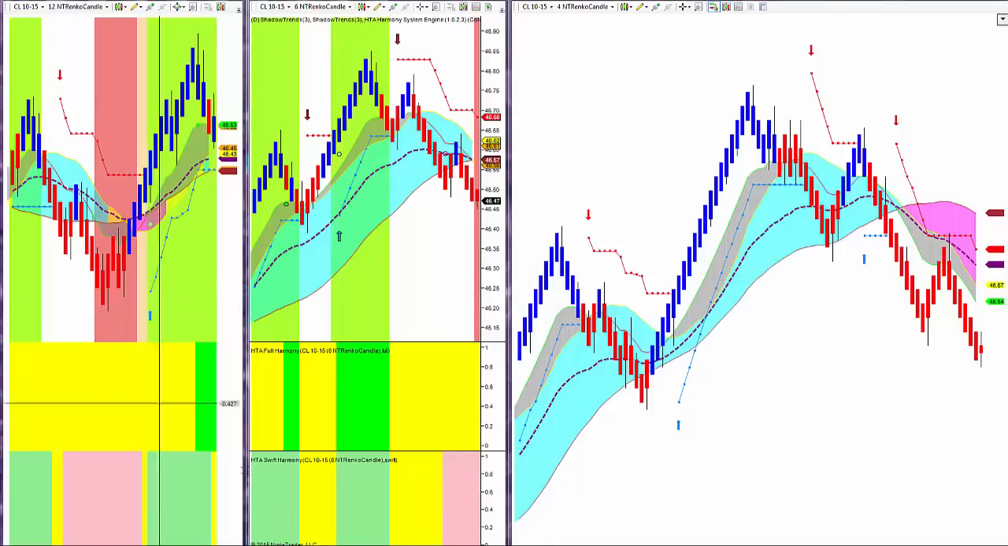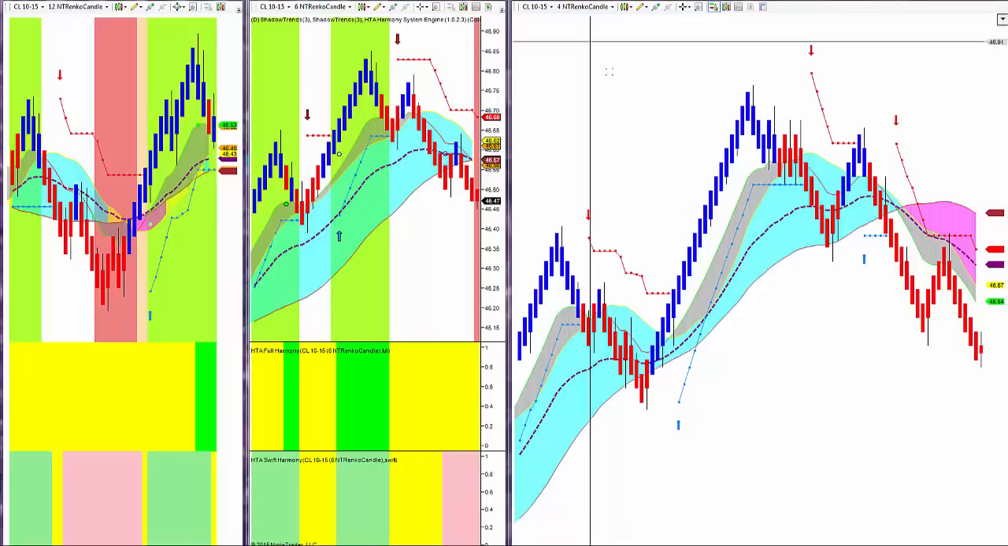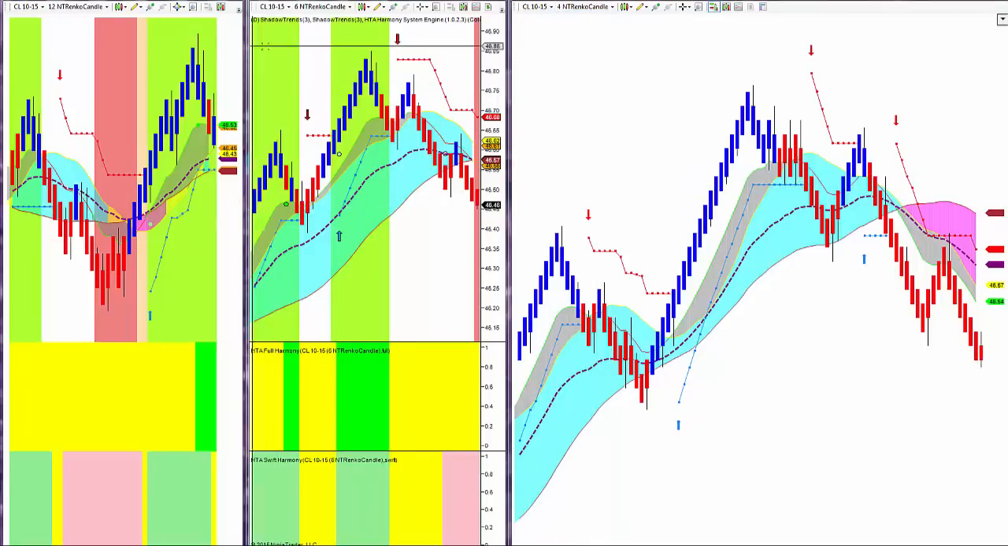The only problem is a couple of things. Okay, so what are we looking at here? I have multiple charts, a 4 NT candle, a 6 NT, and a 12 NT, and we're looking at a Swift Harmony, full Harmony setup.